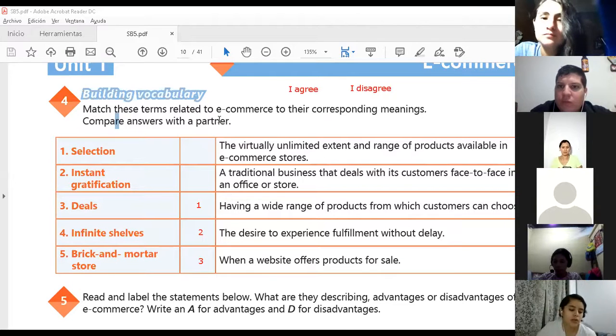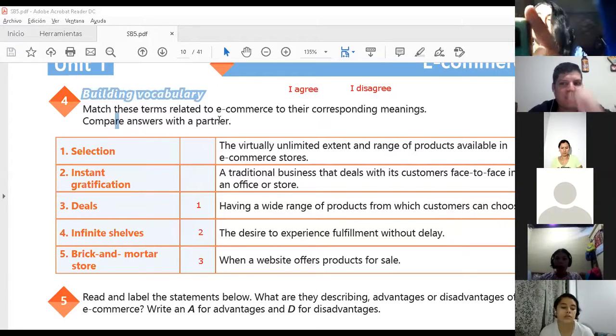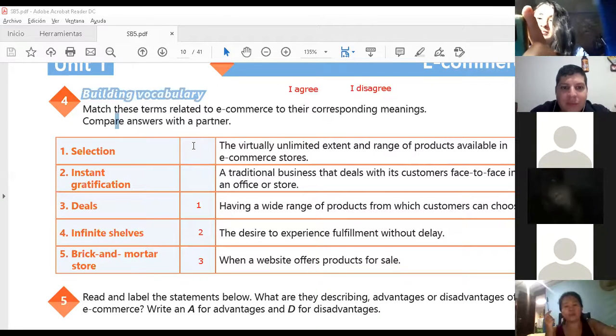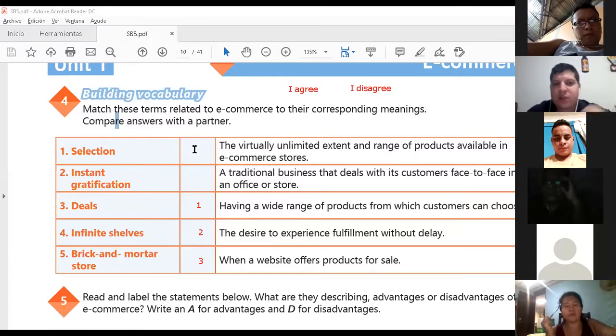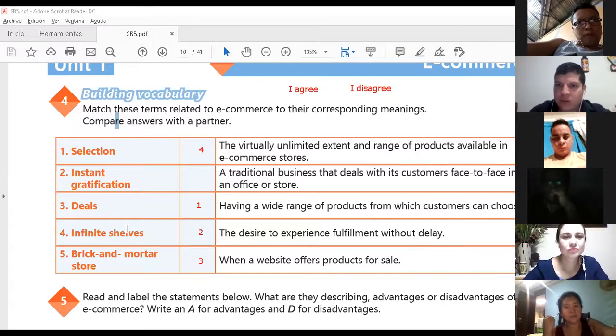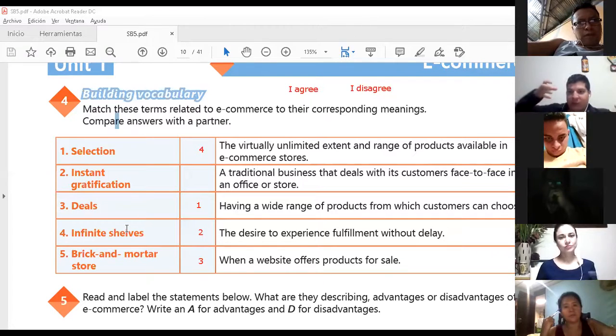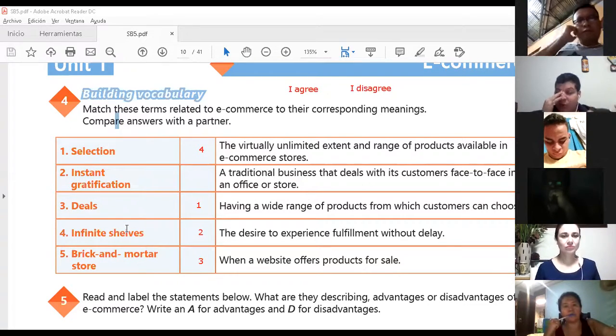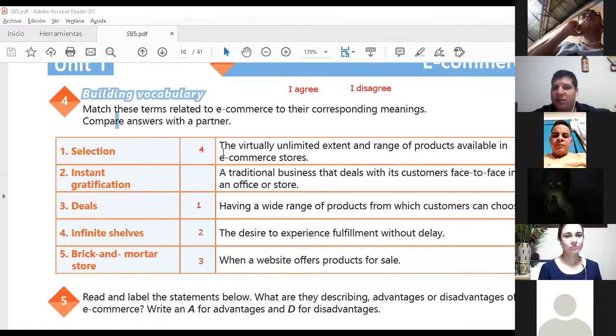I don't know the meaning of the first one. Yep, that's right. When you go to Super Selectos or to Walmart, you see the products on the shelves. You take it from the shelf. Right? Shelves is in singular, is in plural. Estantes. So, estantes infinitos is like virtually unlimited, a synonym of infinite.